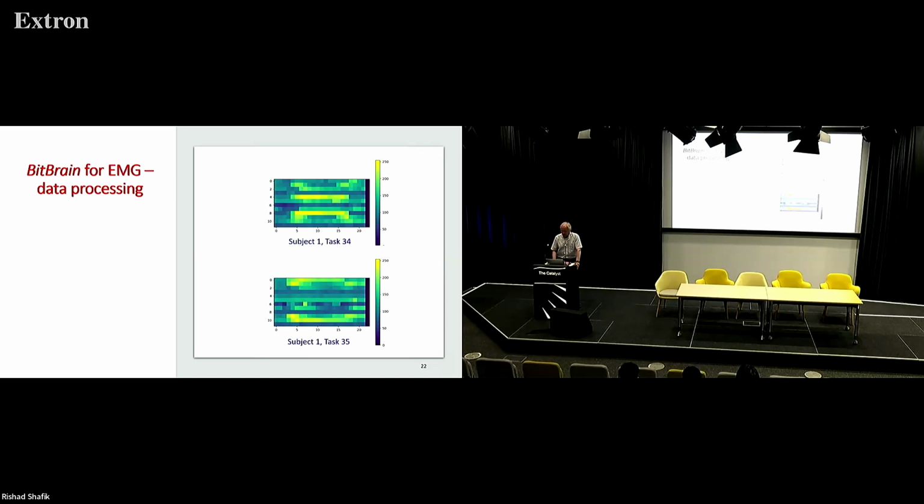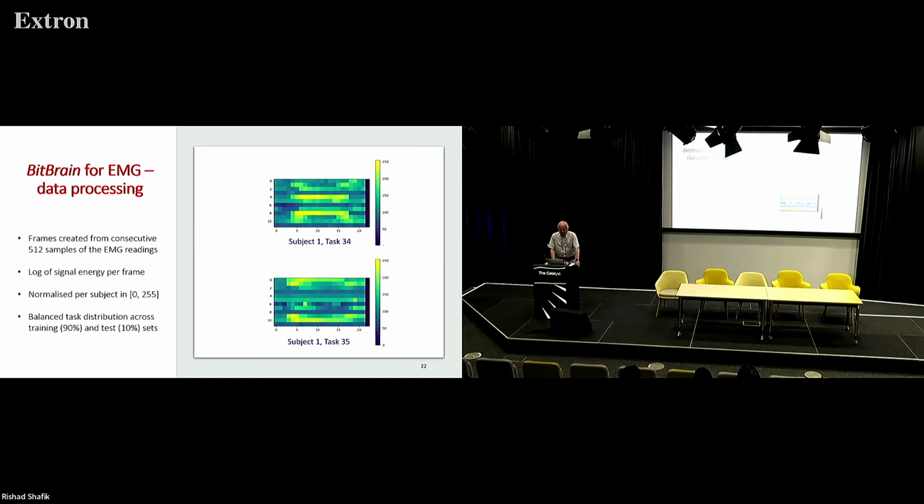And so we've got 512 samples of the EMG readings, and these are turned into frames. And the signal energy is taken in logarithmic form, normalized in the 0 to 255 range. So it's basically 8-bit integer data. And it's a balanced task distribution. The data sets are divided 90-10 into training and test data for evaluation purposes.